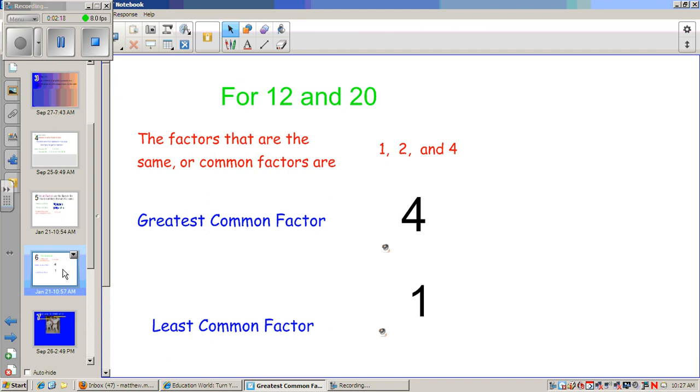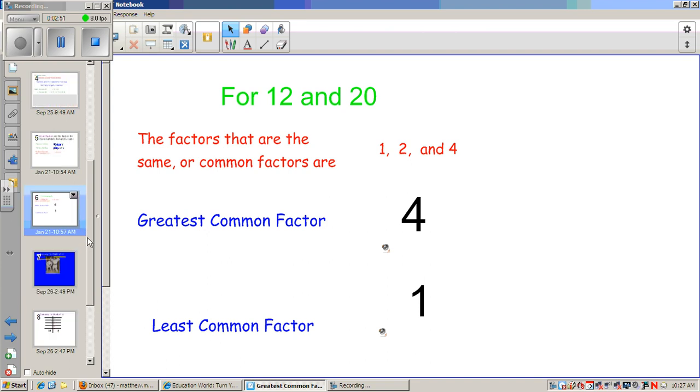When we talk about the greatest common factor or least common factor, if we look at our common factors for 12 and 20, 1, 2, and 4, the greatest common factor, otherwise the greatest factor, the highest number, is 4, because that's the biggest factor that they share. And the least common factor, which would just be the smallest number, is 1, because it's a factor that they share in common, but it's the smallest one.